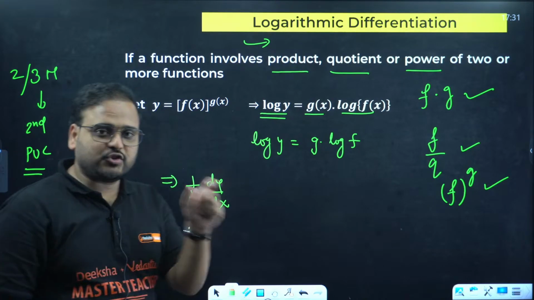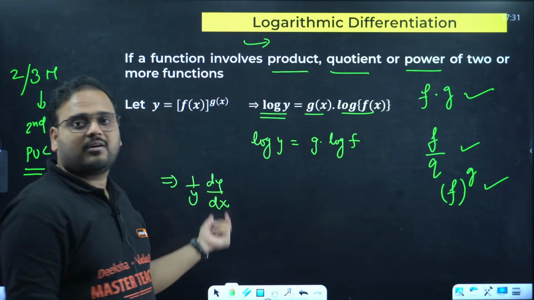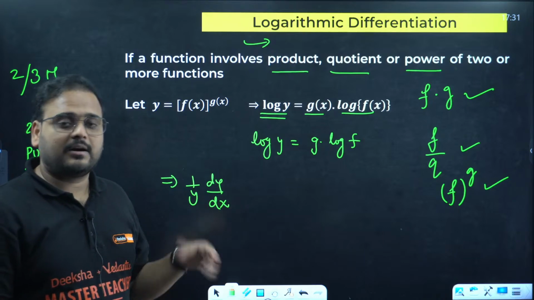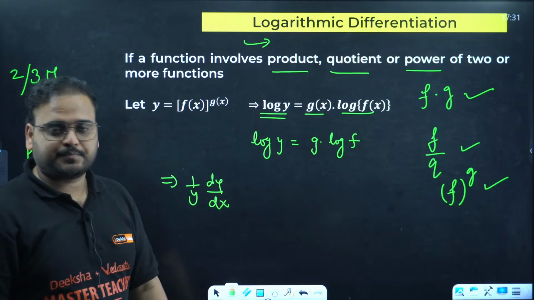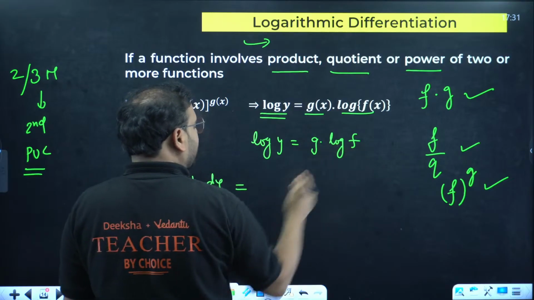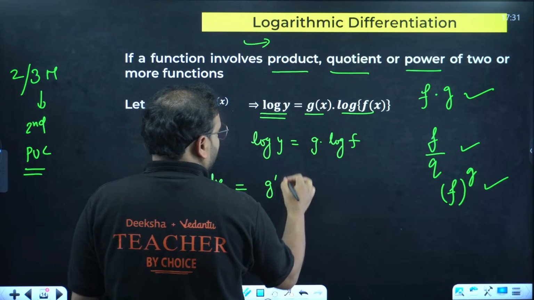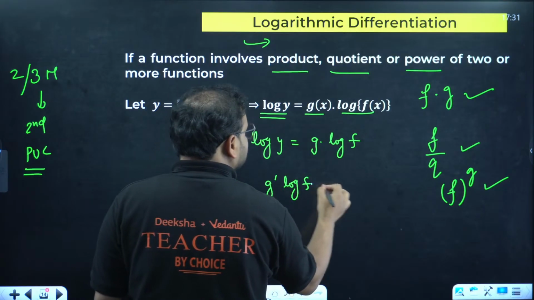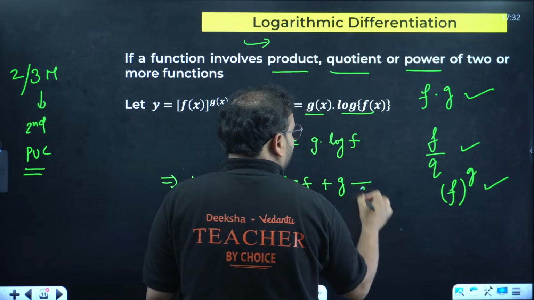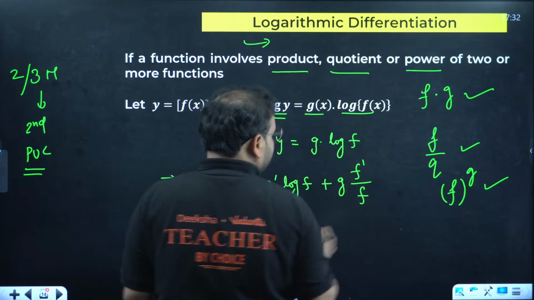Whenever you have a function of y, always write the product of that derivative with dy by dx. Always remember that. How come? From the chain rule. Makes sense? Differentiate over here using the product rule. Let's write over here g dash log of f as it is, plus g as it is, and this will become 1 by f, the derivative of log f, times the derivative of f, which is f dash.